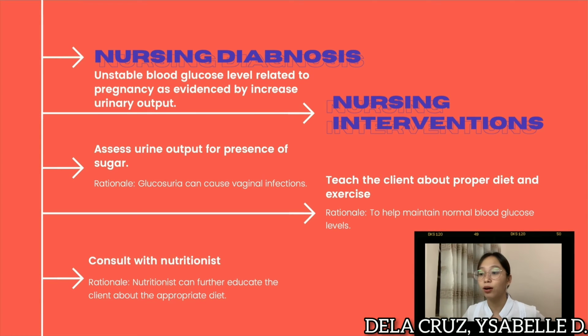Next is number 4, assess urine output for presence of sugar. So sabi ko nga kanina, yung presence ng glucose sa urine is maaaring mag-indicate ng urinary tract infection. That's why kailangan laging i-assess. Number 5, teach the client about proper diet and exercise. So proper diet and exercise helps the mother in maintaining her blood glucose levels. Next is number 6, lastly, consult with nutrition.